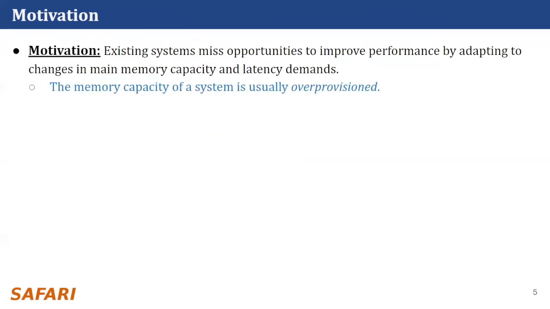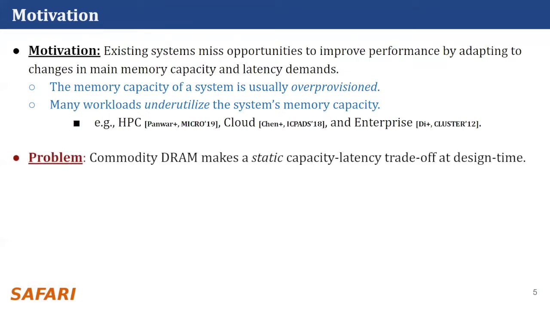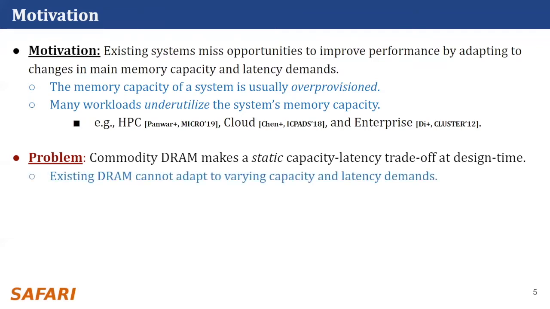The memory capacity of a system is usually over-provisioned, while many modern workloads tend to underutilize the system's memory capacity. However, commodity DRAM as the prevalent technology for main memory makes a static capacity-latency trade-off at design time. Once manufactured, they are either capacity optimized at the cost of long latency or latency optimized at the cost of small storage capacity.